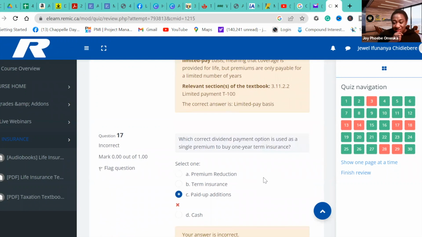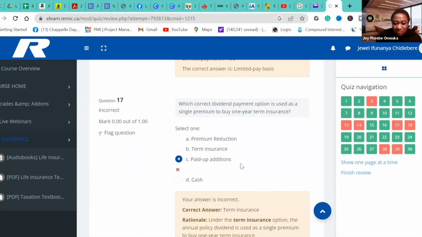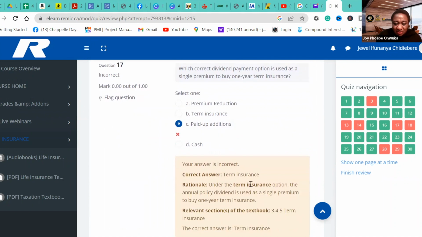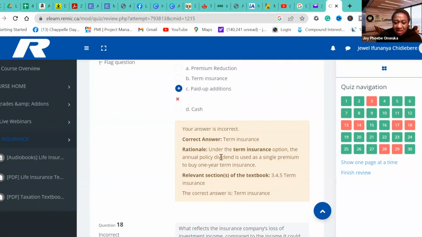17, we did not get this one. The question is, which correct dividend payment option is used as a single premium to buy 1 year term? I thought it's paid up addition. They say no, it's term insurance. Oh. Rationale: under the term insurance option, the annual policy dividend is used as a single premium to buy 1 year term insurance. Okay.